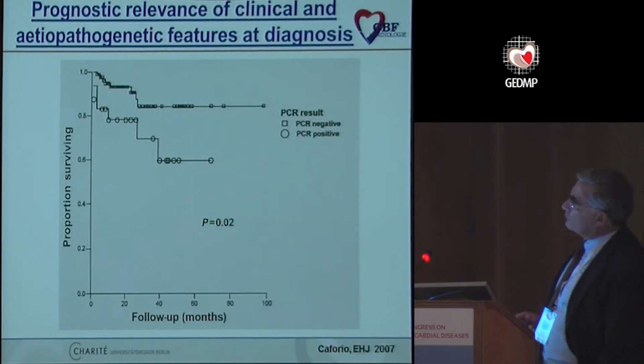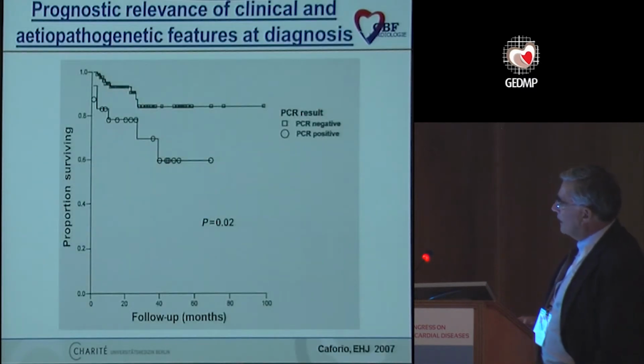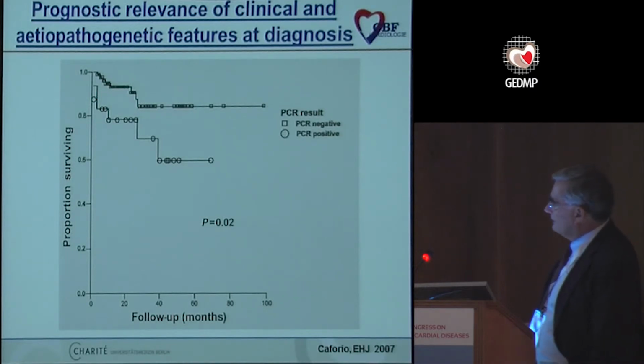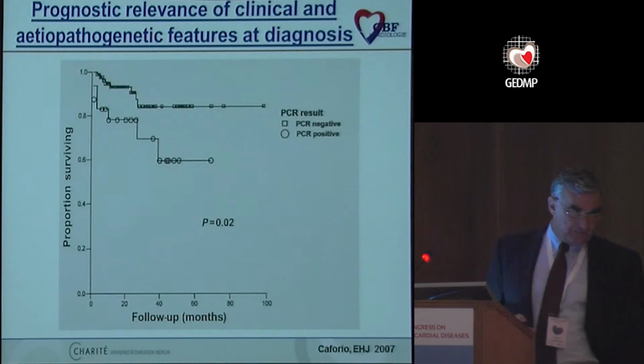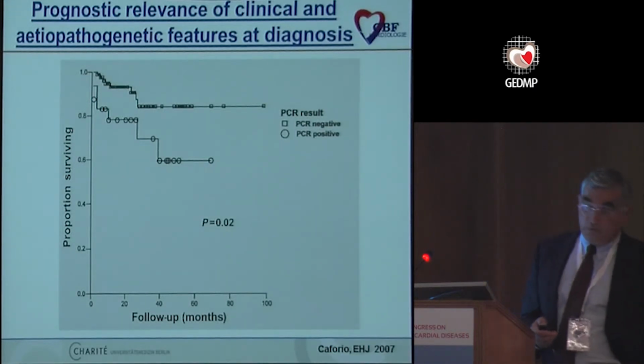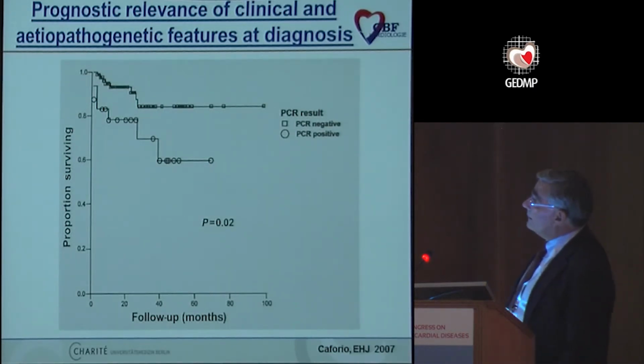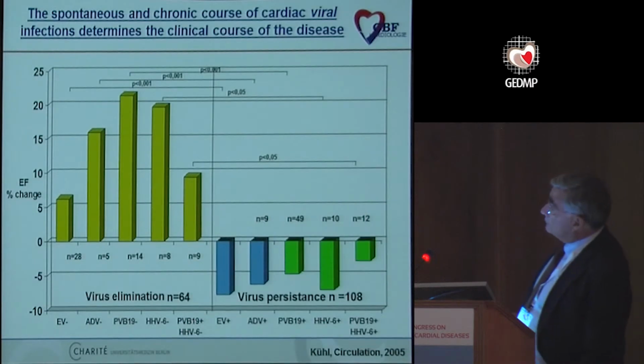Next question is virology. This is a paper coming out from Bill McKenna's group, Alida Caforio, I think she's in the audience, and she also showed very clearly that if in the first biopsy PCR was positive, there was a worse prognosis for those patients in comparison to those which were PCR negative. That means virus positivity in the first biopsy seems to have a bad prognosis.